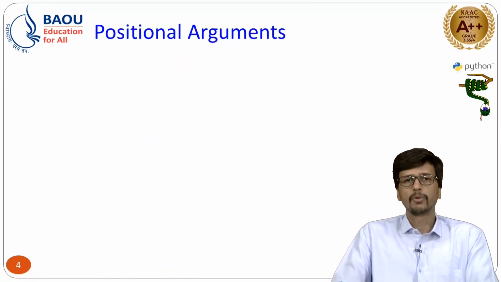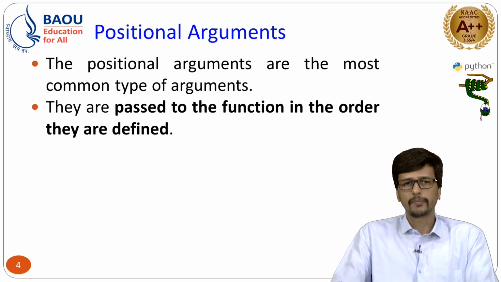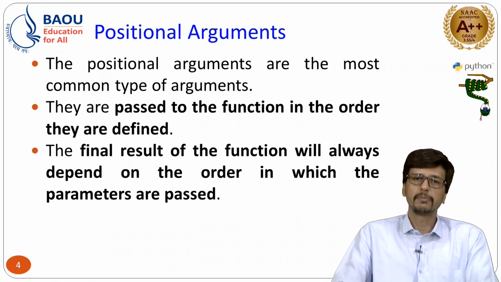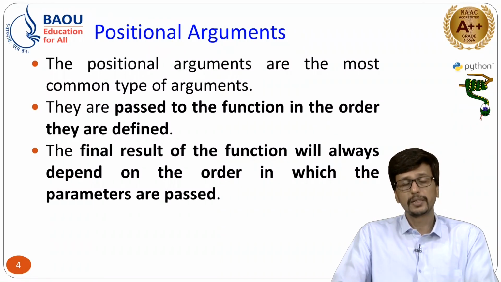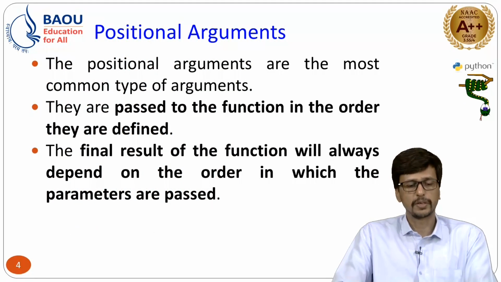So first is positional arguments. What is a positional argument? It is a very common type of argument, and whenever you are passing some parameters or arguments in the function, they will be passed in the same order. So the result depends on which order you are maintaining, that is why the result is based on the order of those positional parameters. We will see these positional parameters with one example, so you can get more idea.